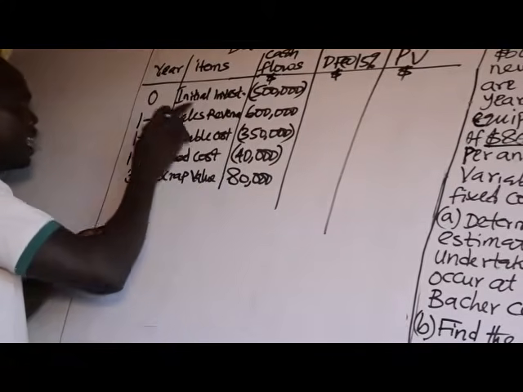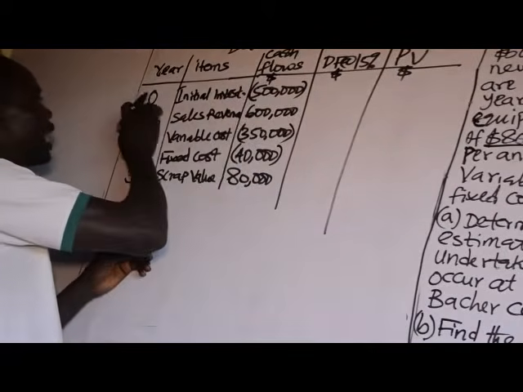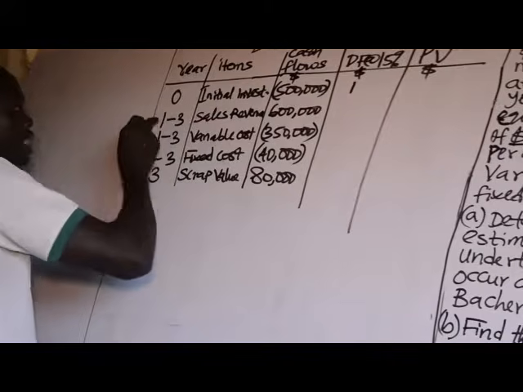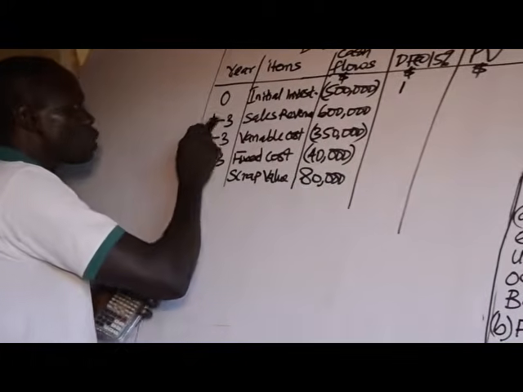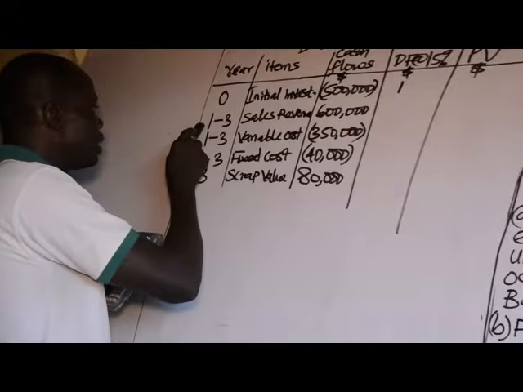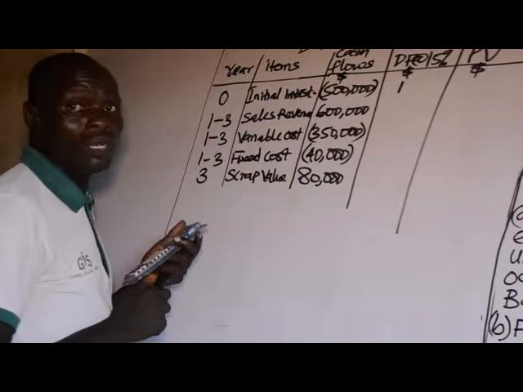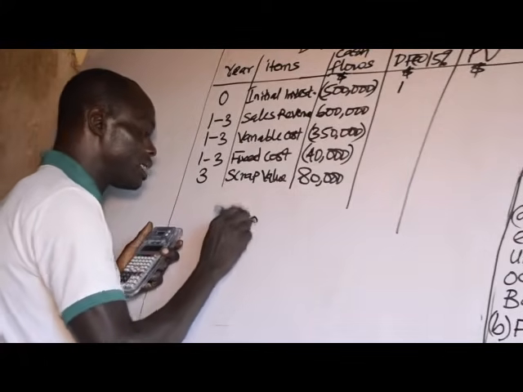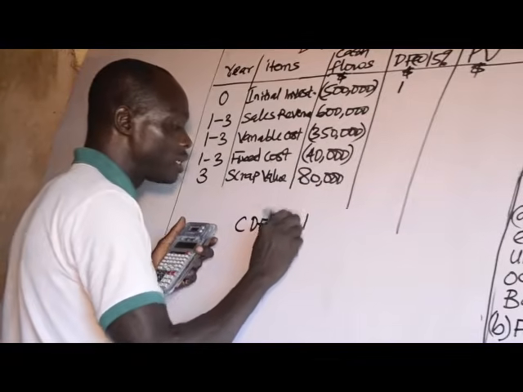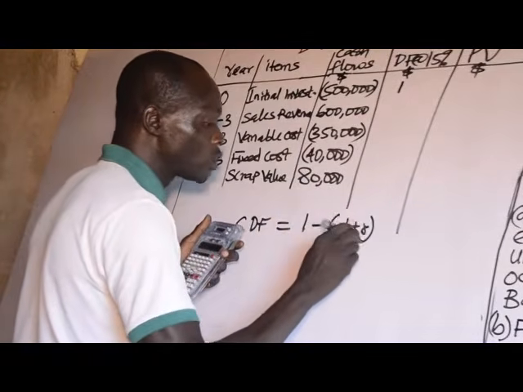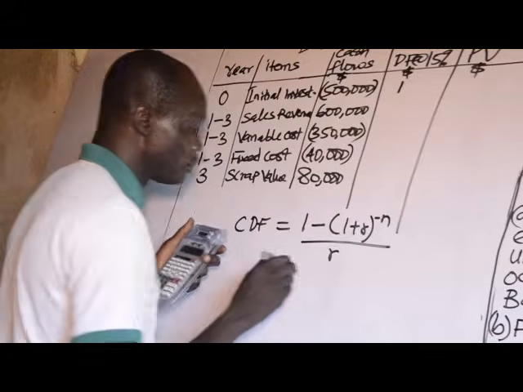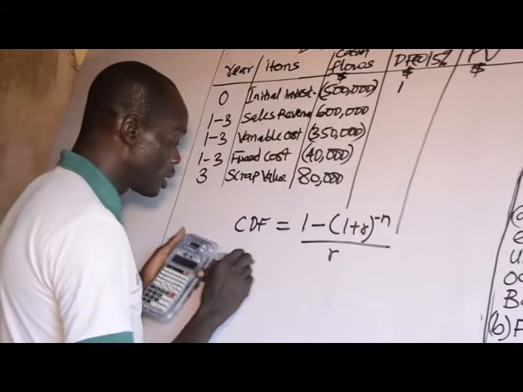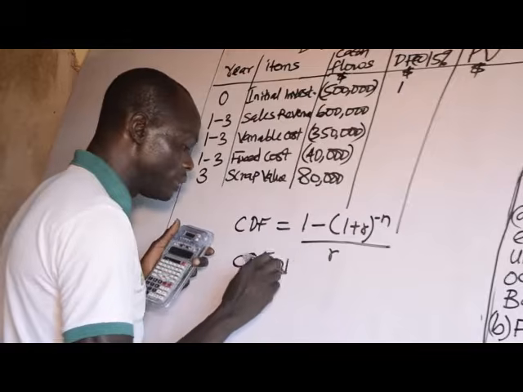Now, since these years were grouped, the discount factor in year 0 will always be 1. And the 3 years period were grouped, year 1 to 3. Since the periods were grouped from year 1 to 3, you are going to compute the cumulative discount factors for year 1 to 3. The formula is the annuity formula, 1 minus (1 plus r) raised to power minus n, over r, where r is 15% and the number of years is 3 years.